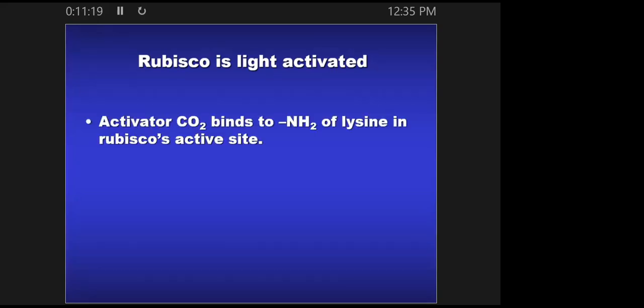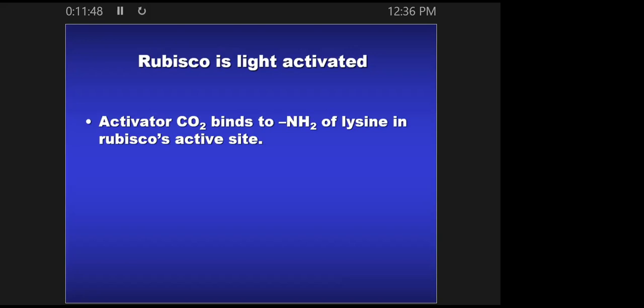We're going to see that there's a second carbon dioxide that plays a role to activate Rubisco. So this is not the same CO2 that reacts with RuBP. This is different. There's a so-called activator CO2. That's not the CO2 that binds with RuBP. It's a different one. It comes into a portion of the active site.